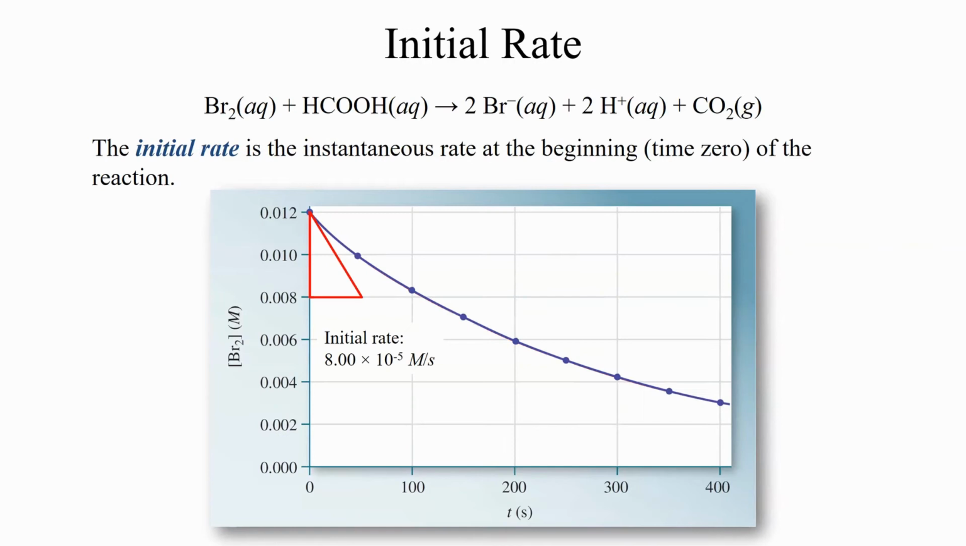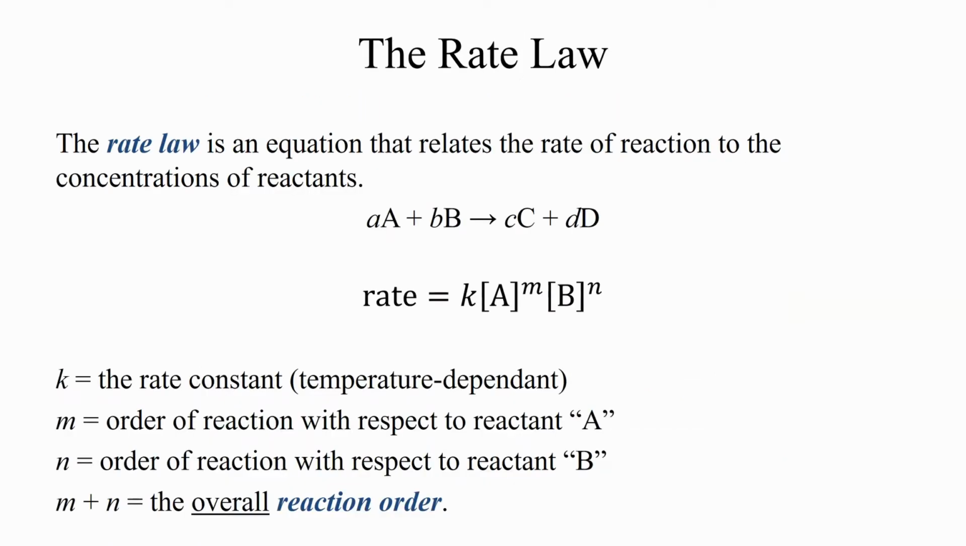Now the concept of the initial rate, well that's just the instantaneous rate at the very beginning of the reaction, or time zero. So why do we need to know what the initial rate is? Well, what we really want to know is, what is the rate law? The rate law is an equation that relates the rate of reaction to the concentration of reactants. So here we have a very generic reaction. A plus B goes to C and D.